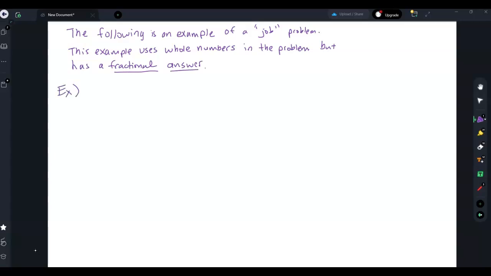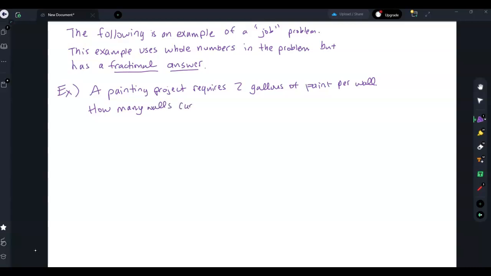So this is going to be a painting project. We're going to say a painting project requires 2 gallons of paint per wall. And we want to know how many walls can be painted with 7 gallons of paint.